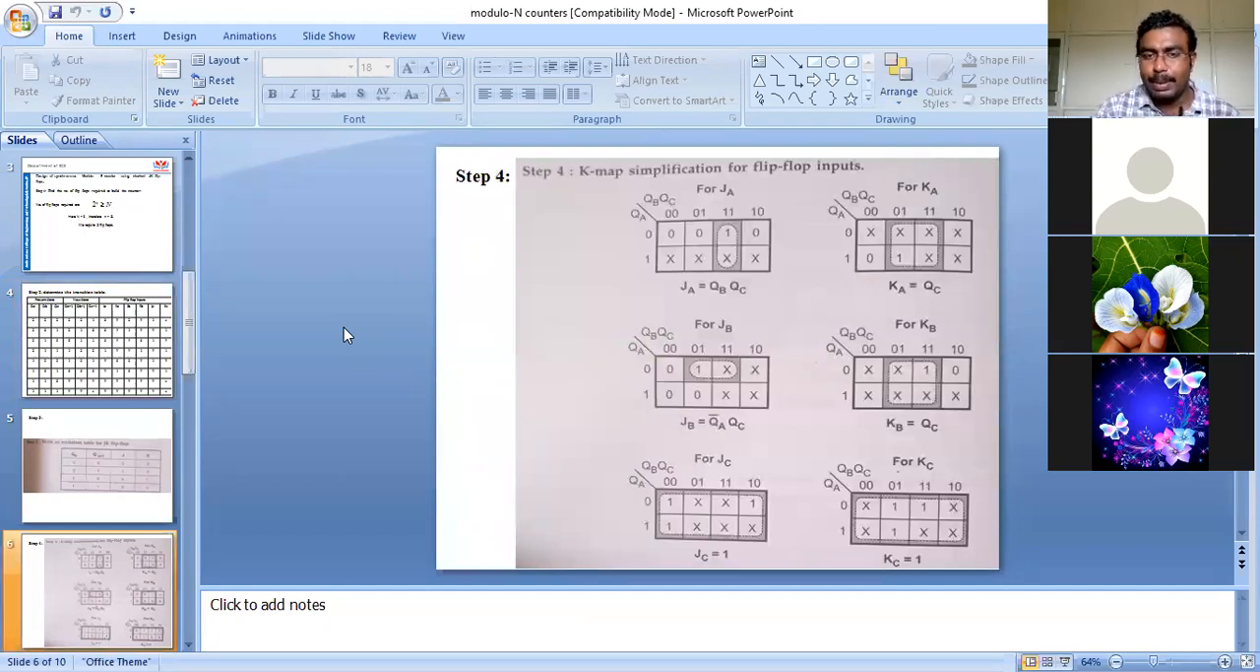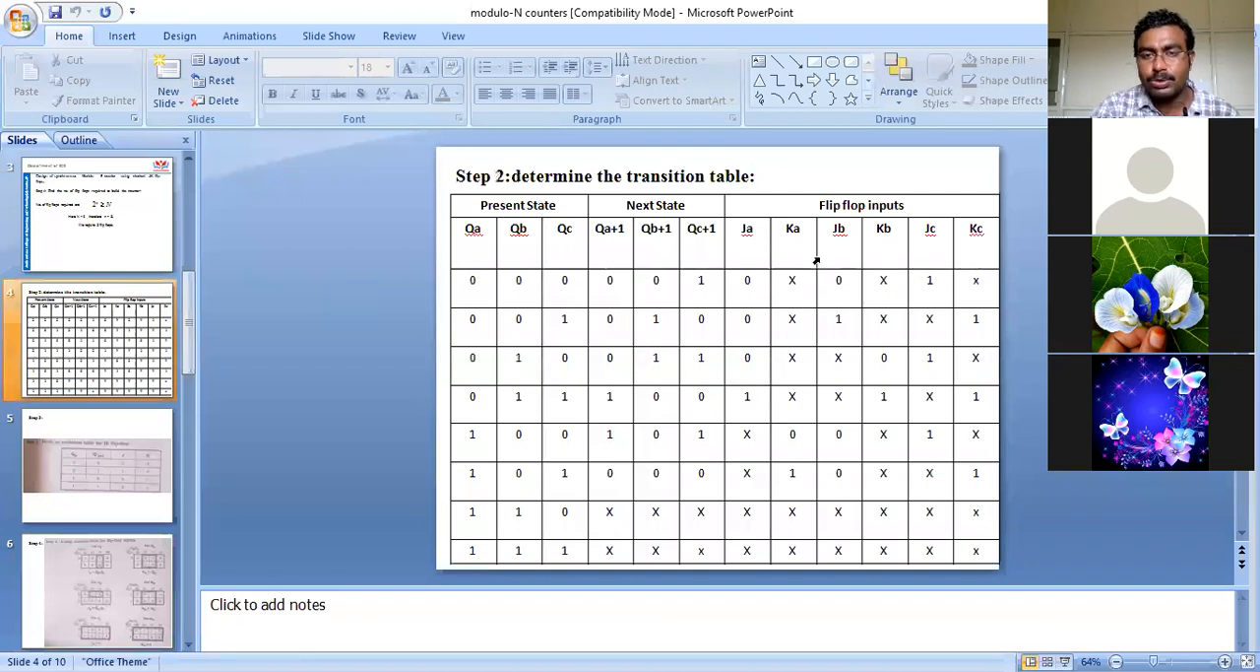Okay, for the K-map simplification, students, here you need to find the K-map for the flip-flop inputs. How many flip-flop inputs do I have in the transition table, students? Six. Yes, totally 6 flip-flop inputs I have here: JA, KA, JB, KB, JC, KC.